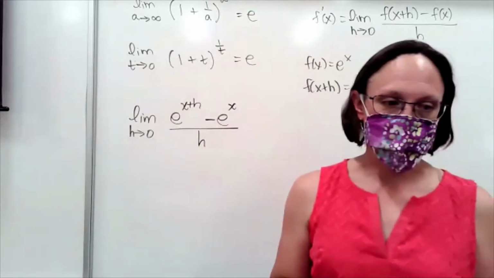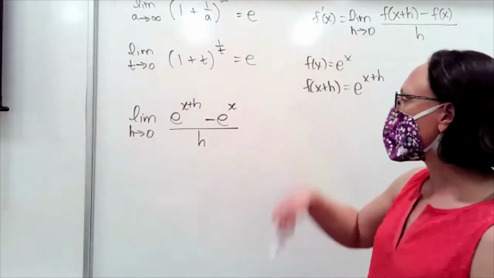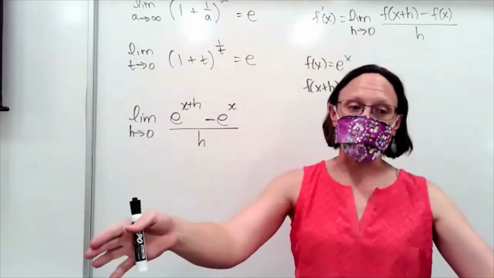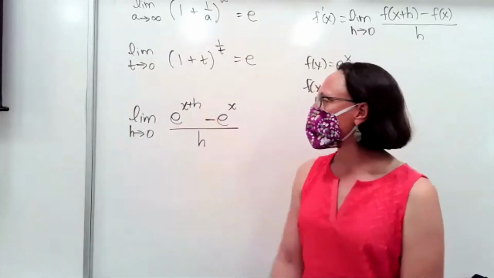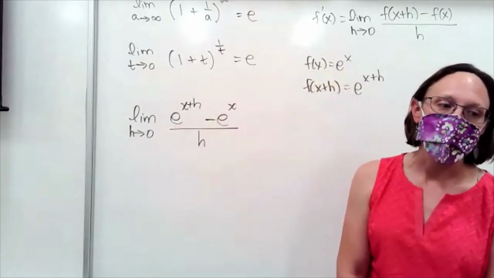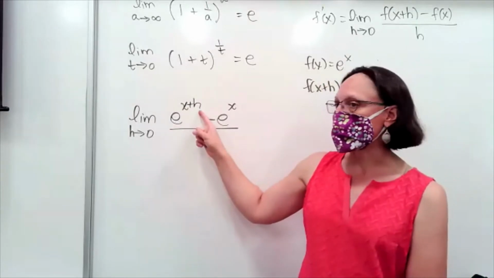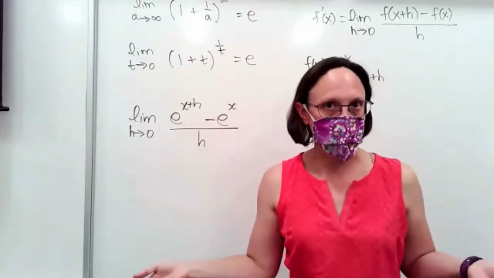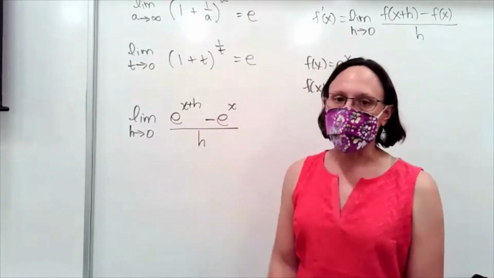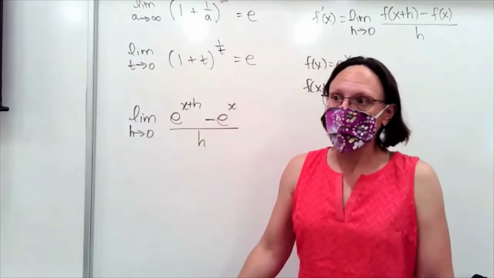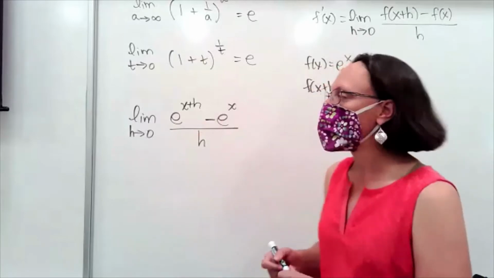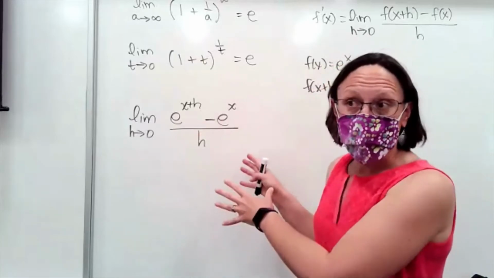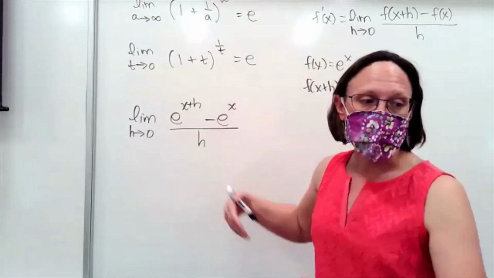Now, the next thing we're going to do is have some fun. We're going to look at that and say, how do we answer a limit problem? We plug the number in and see if anything good happens. But if I plug in zero for h, I just have e to the x minus e to the x, which is zero, over h, also zero, not helpful. In general, with a limit problem, when we get zero over zero, we got to go do some algebra.